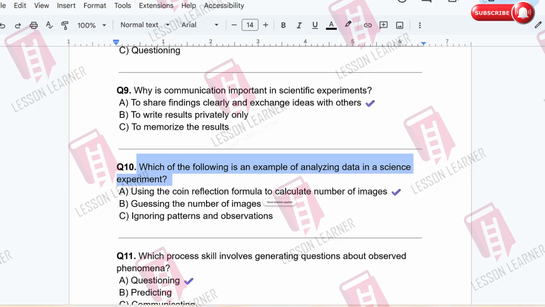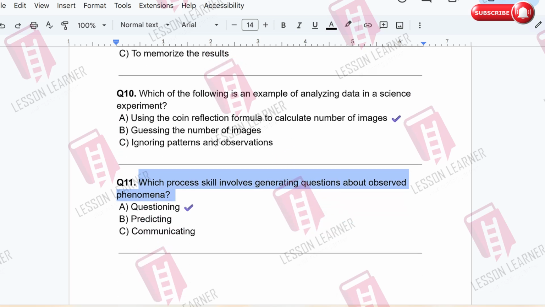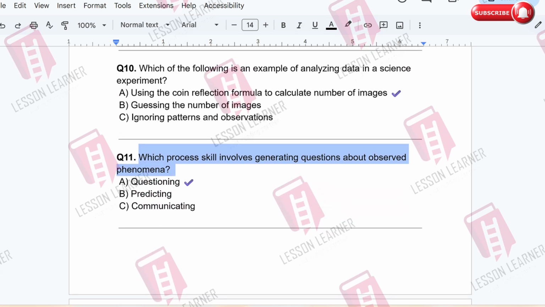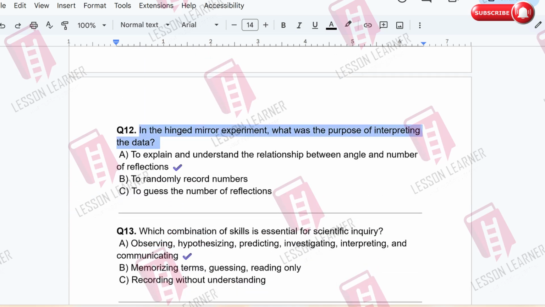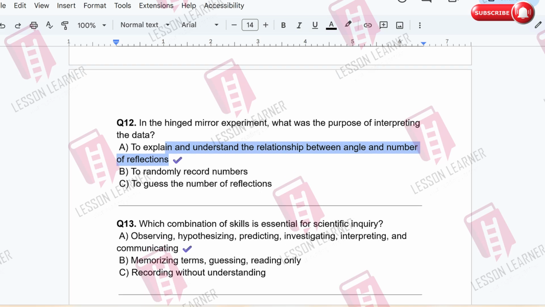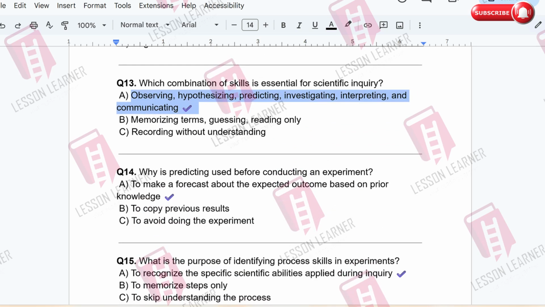Which of the following is an example of analyzing data in a science experiment using the coin reflection formula to calculate number of images? Which process skill involves generating questions about observed phenomena? Questioning. In the Hink mirror experiment, what was the purpose of interpreting the data? To explain and understand the relationship between angle and number of reflection. Which combination of the skills is essential for scientific inquiry? Observing, hypothesizing, predicting, investigating, interpreting, and communicating.